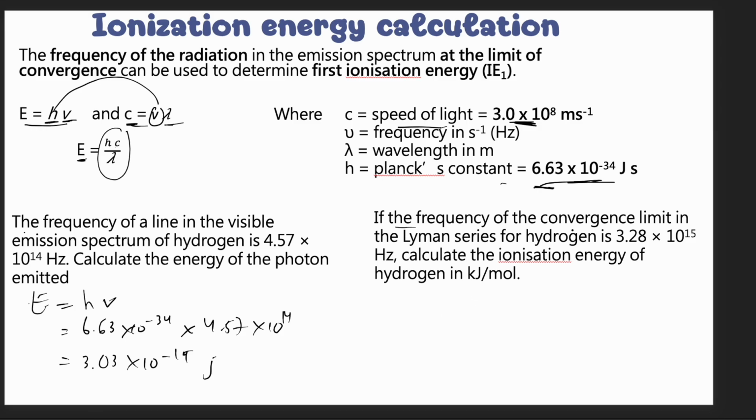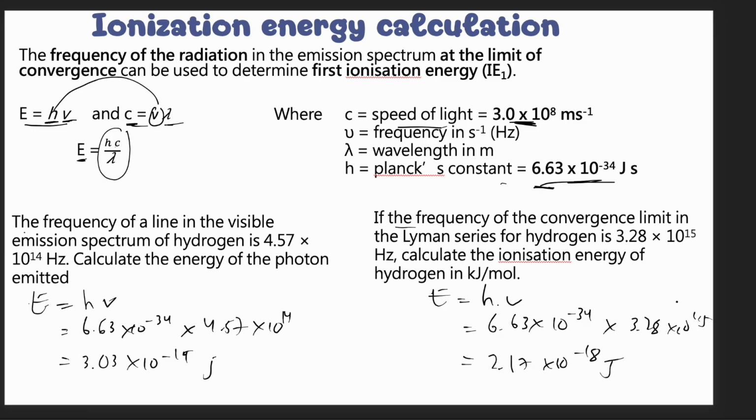If the frequency of the convergence limit in the Lyman series is 3.28 times 10 to the power 15, calculate the ionization energy. So it will be the same way. Planck constant times frequency, 6.63 times 10 to the power negative 34 times the frequency, 3.28 times 10 to the power 15. Then you will get 2.17 times 10 to the power negative 18 joules. Okay.